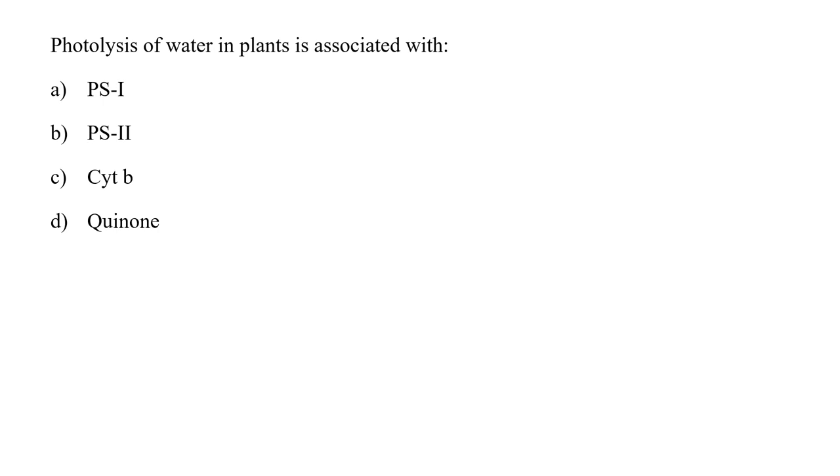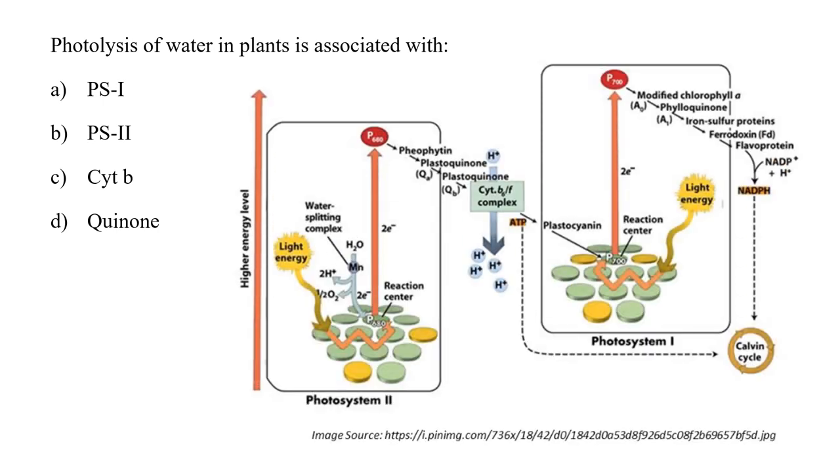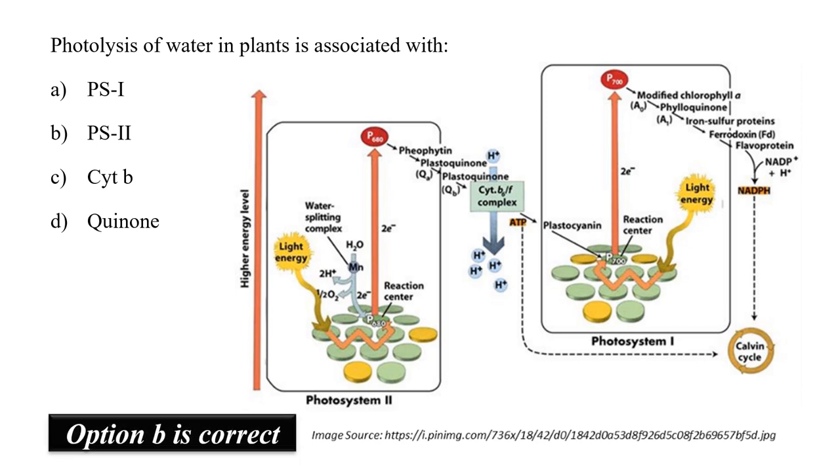Photolysis of water in plants is associated with PS1, PS2, cytochrome b or quinone. Photolysis of water occurs in the thylakoid lumen. The enzyme complex responsible for this is associated with PS2. Whenever the absorbed electrons return to the ground state, they release energy which is used for the splitting of water. So hence option B is the correct answer.